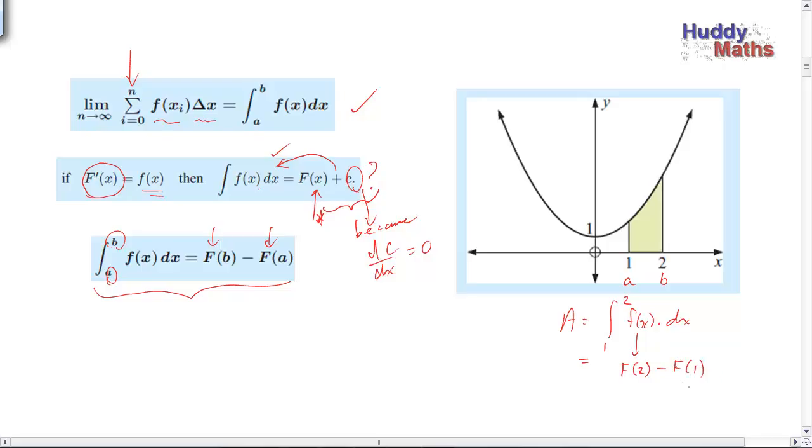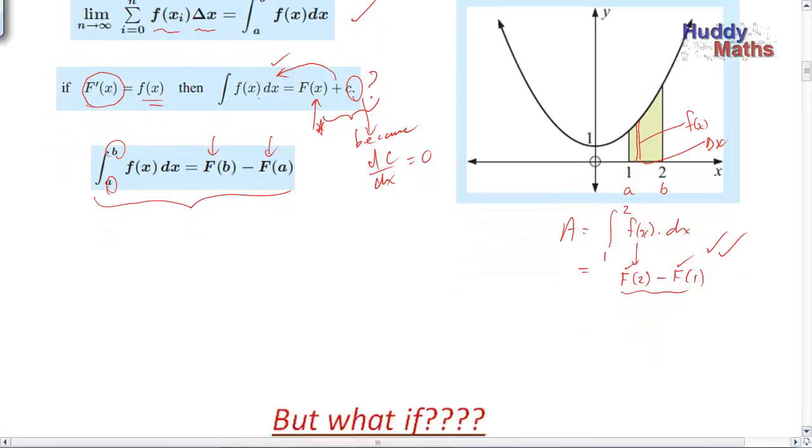We don't need c here, because both f there and f there would have c, and when we take them away, we would find there is no c here. So we give this a tick. This would work for this function, wouldn't it? We'd be constructing rectangles of height f of x by delta x and taking an infinite sum of those rectangles, giving the area across that interval 1 to 2. That'd work. Hang on, but let's have a look.